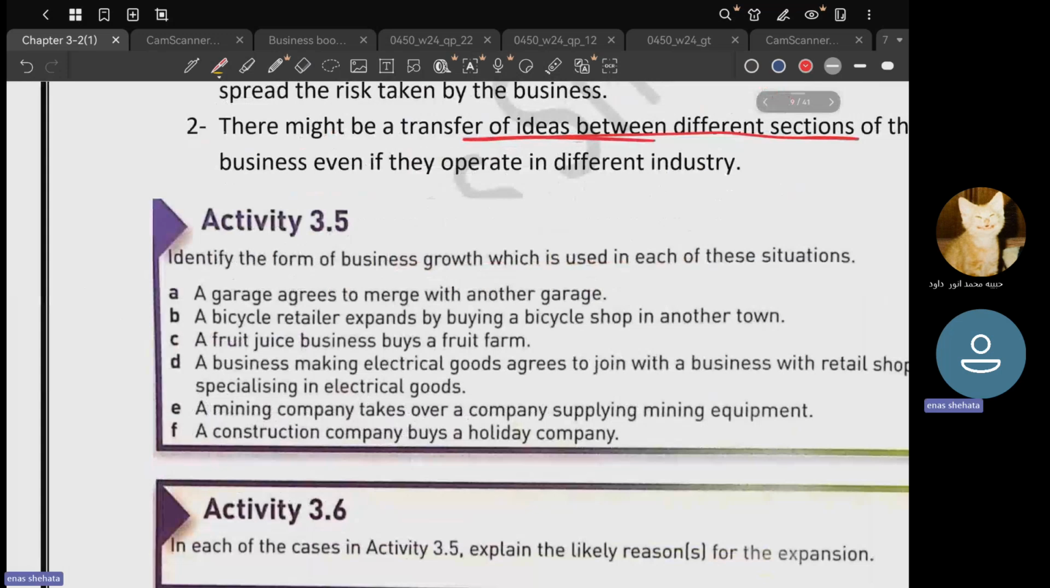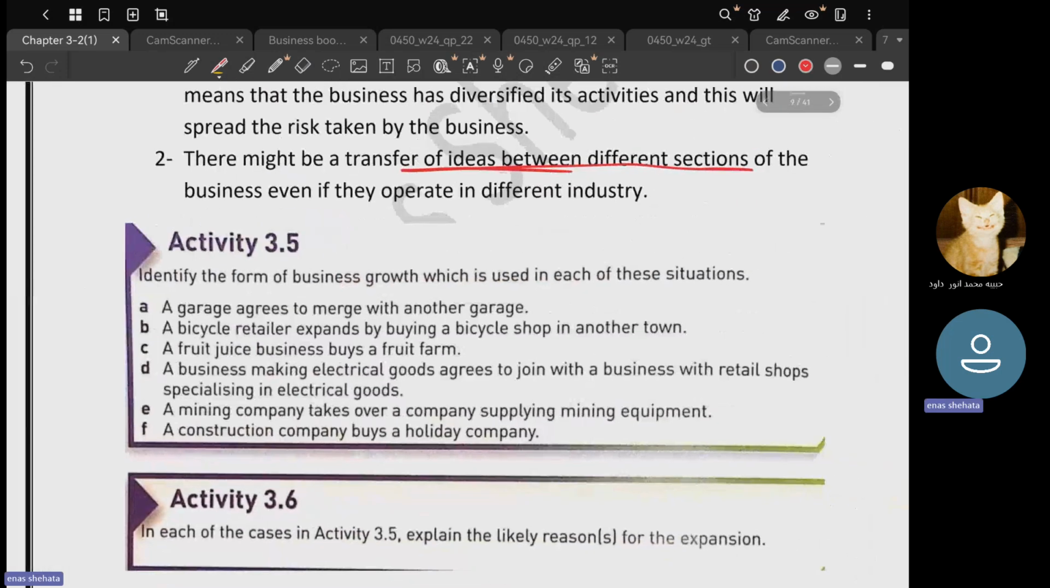As I told you, it's one of the heavy chapters for students. That's why I want to give you a clear idea about what business growth is. But as you may find, it's very simple. Here, he gave you some examples of different businesses, and he wants you to identify the form of growth in each situation. A garage agrees to merge with another garage. Same industry? Yes. Same stage? Yes, garage and garage. So it's what? Horizontal integration.